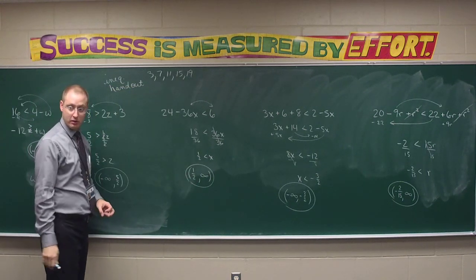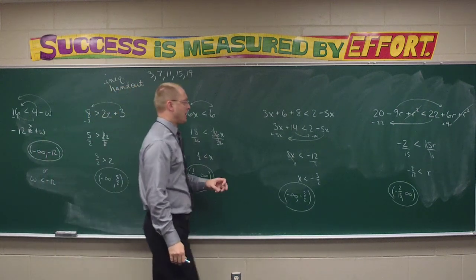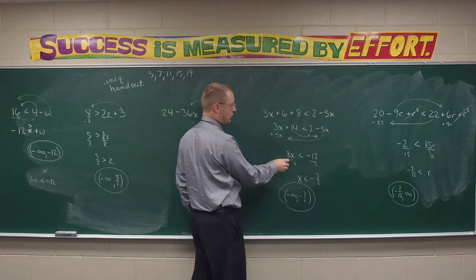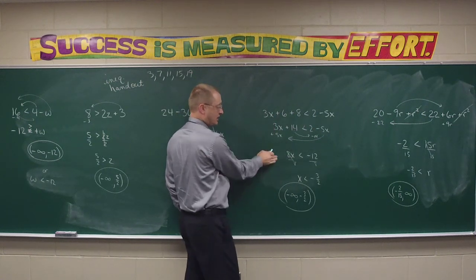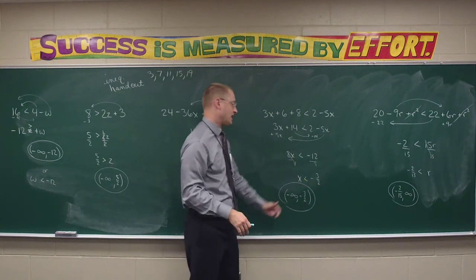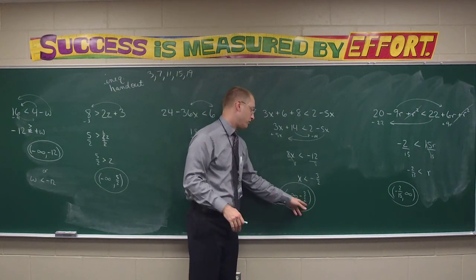Questions on that one? On the next one, had some distribution that I did initially, combined some terms, brought over the negative 5x to get 8x, set the 14 over as negative 12, and it didn't work out great, but it was at least reducible. X is less than negative 3 halves, so negative infinity to negative 3 halves.